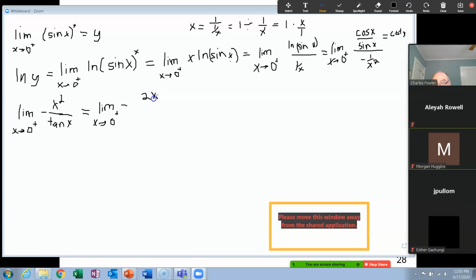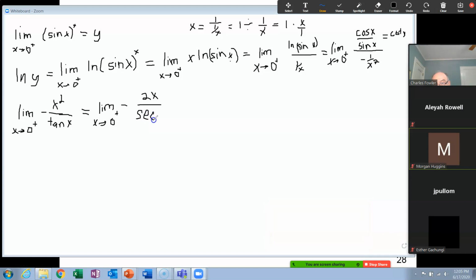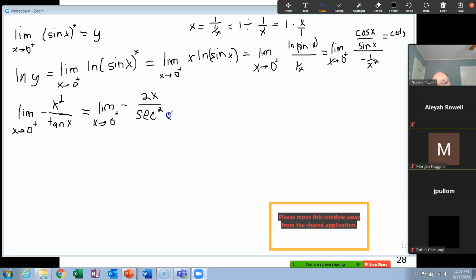Please say yes. 2x. How about the denominator? What's the derivative of tangent x? Got to get in touch with those trig teachers again. That's secant squared x. SEC, that's not the Southeastern Conference. Secant squared x. I hope you remember that. Okay, derivative of tangent x is secant squared x.